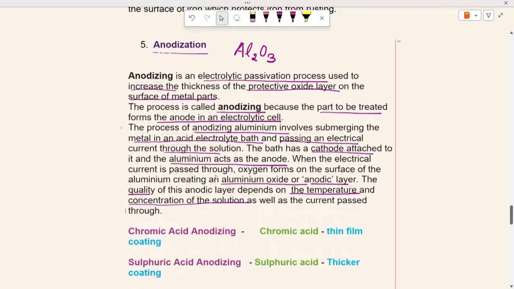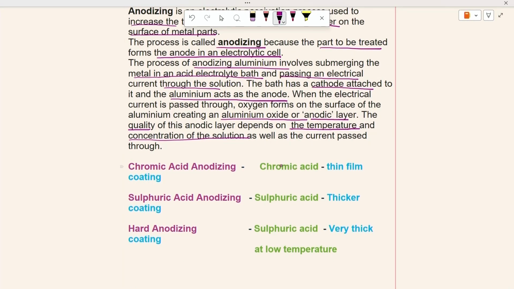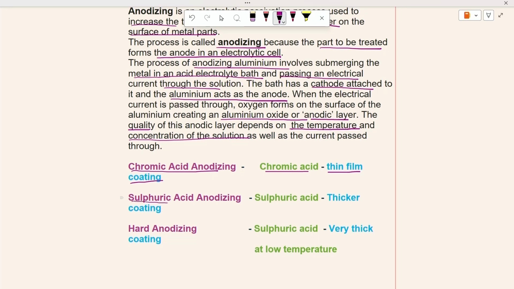Now, what are the types of anodizing? First one is chromic acid anodizing. From the name itself, we know that the acid used is chromic acid. If you need only a thin film of coating, we use chromic acid anodizing, where only a thin film is formed. As long as the film is retained there, the aluminum is protected. Next is sulfuric acid anodizing. Here we have a thicker coating when we use sulfuric acid.